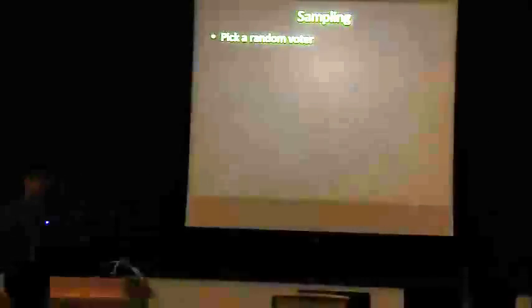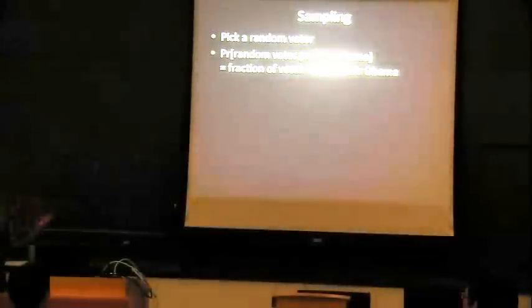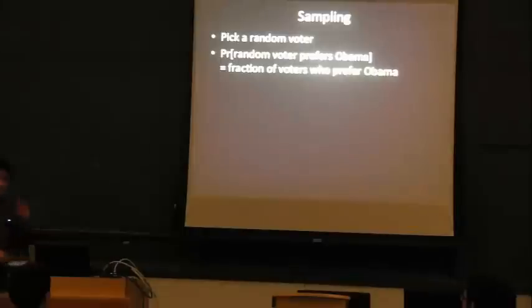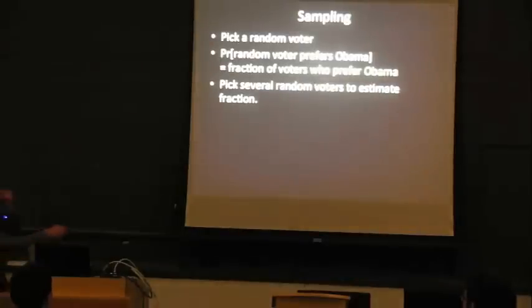Okay, so let's think about sampling. What does sampling do? The idea is, if you pick a random voter and you ask them, do you prefer Obama? Then the probability that this random voter says yes is just the fraction of voters who prefer Obama, right? It's a basic fact. Do we agree on this? Okay, all right. It's a very simple thing. But this is actually very useful. Why? Because now, if you pick several random voters and independently ask them the same question, then the estimate that you get from this random sample is actually a very good estimate of the actual fraction. That's the basis for polling. That's the basis for random sampling.